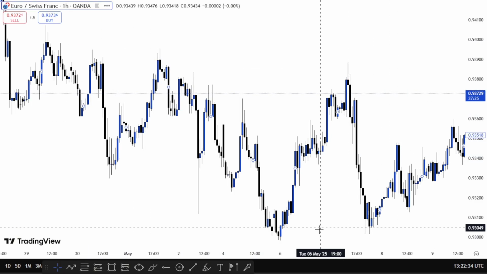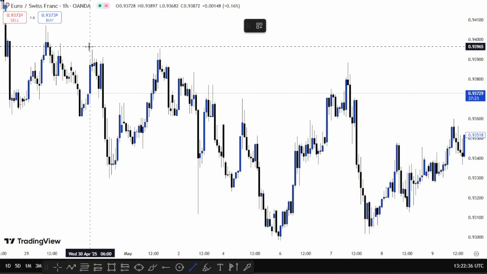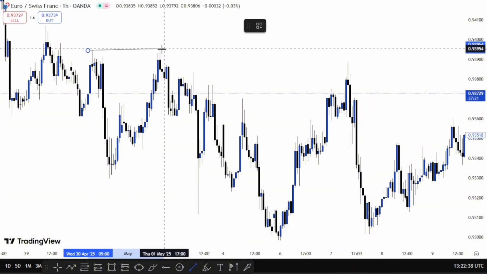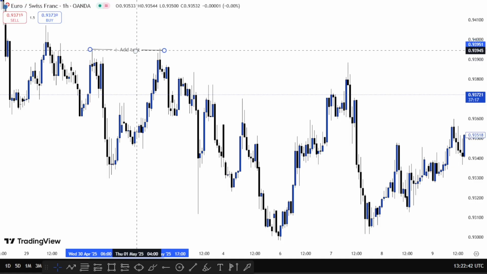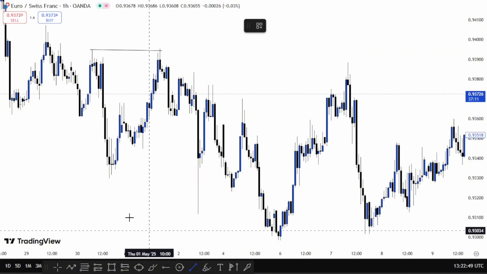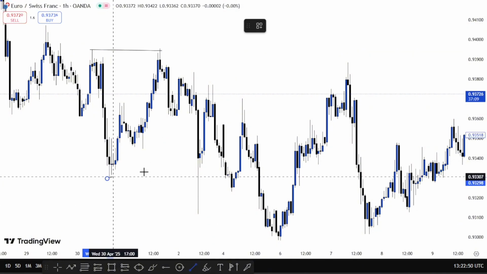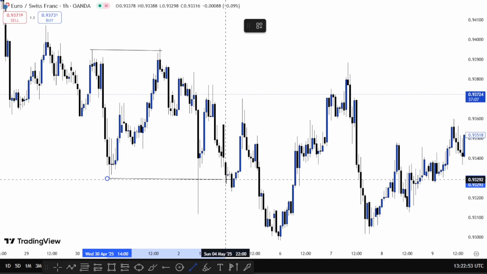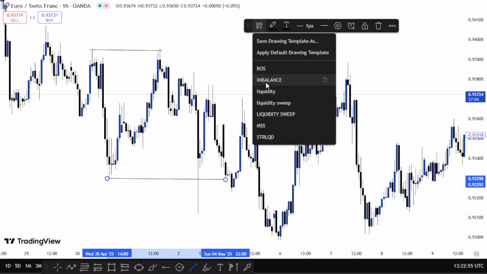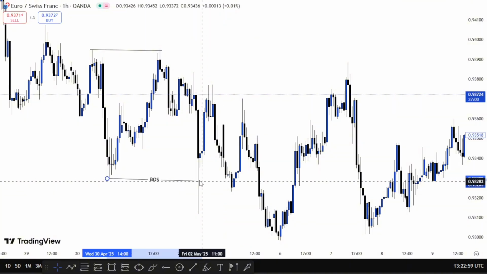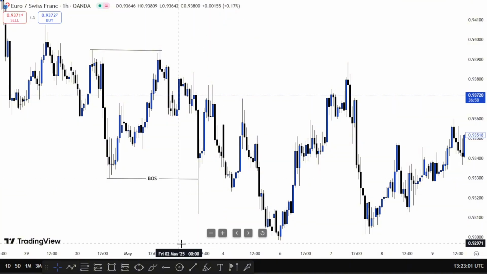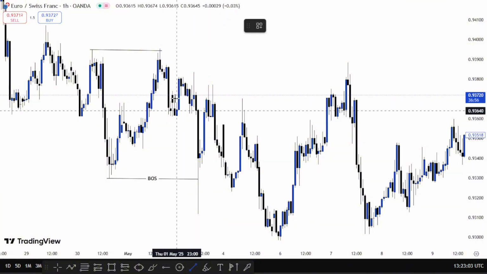So now look at this area to the left here. You see that we have a sweep of liquidity, right? Yeah, we have a sweep of liquidity there. So now we have a sweep of liquidity, and then we look for our break of structure. We mark our break of structure. So right here we have our break of structure to the downside. Since we have our break of structure to the downside, now we mark our structural liquidity.